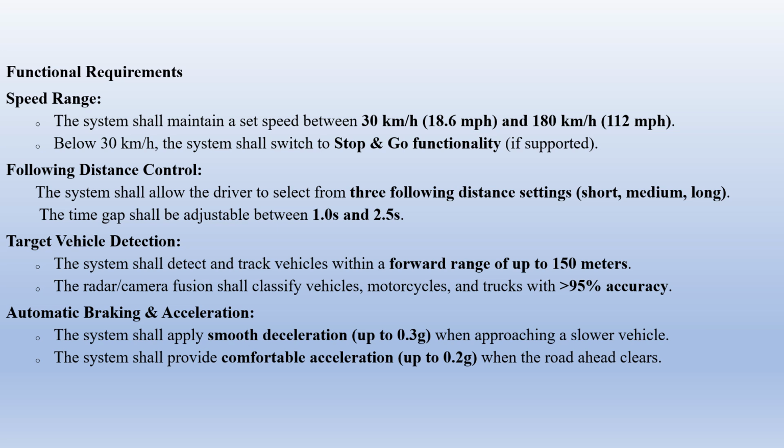Next is automatic braking and acceleration. The system shall apply smooth deceleration when approaching a slower vehicle, up to 0.3 G. The system shall provide comfortable acceleration when the road ahead clears. Now, what is this up to 0.3 G? Up to 0.3 times 9.8 meters per second squared. And comfortable acceleration, 0.2 times 9.8 meters per second squared. So this is the braking, deceleration or acceleration value that the tier 1 company is informed of by the OEM.